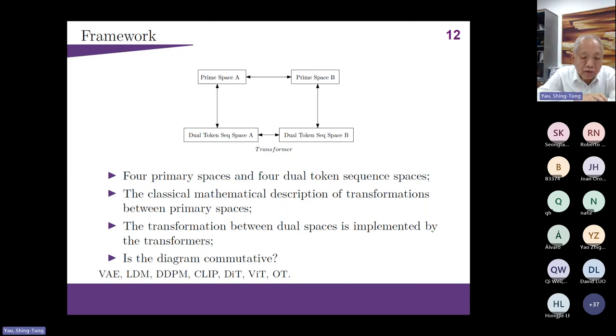Well, there are four primary spaces and four dual token sequence spaces here, as we see. The primary spaces A, B can be regarded as text space and image space, whose dual token sequence spaces can be obtained with neural networks. We are studying the transformation between the token spaces. The classical mathematical description is the transformation between primary spaces; the transformation between dual spaces is implemented by the transformers. Well, it's important to know whether the diagram is commutative or not.